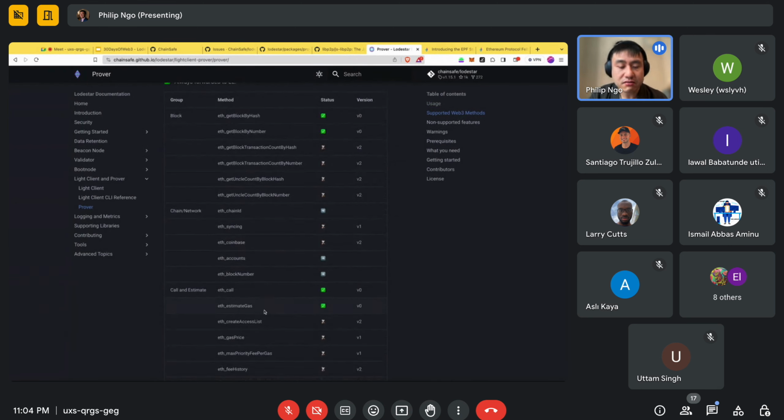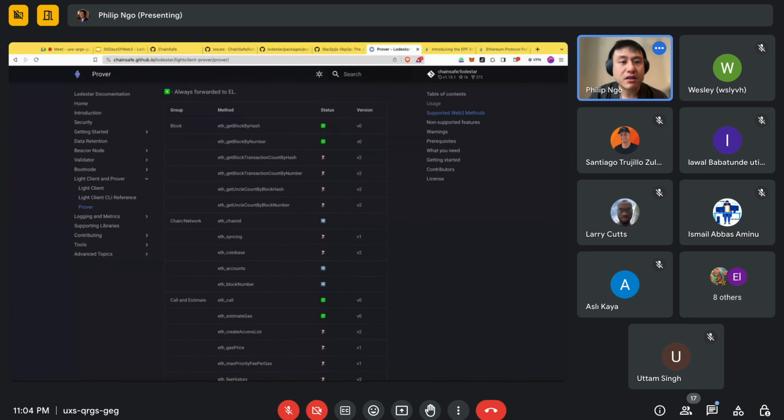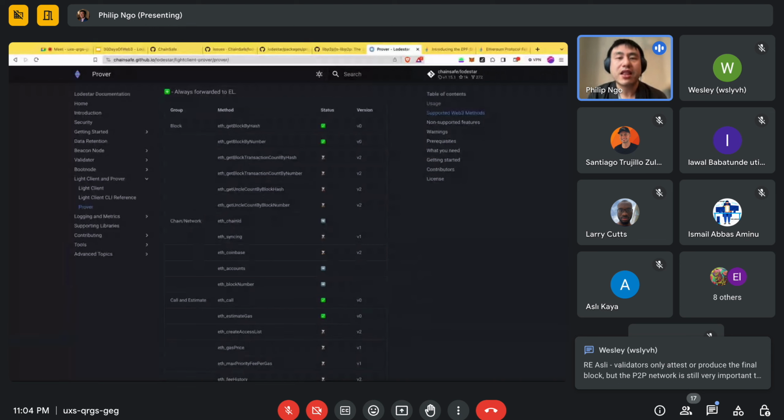So if you do want to get a little bit hands-on and a little bit dirty on some of the light client stuff with Lodestar, that's always a good touch point that touches a little bit more of maybe a dApp developer user.